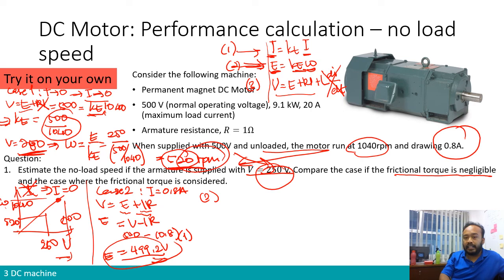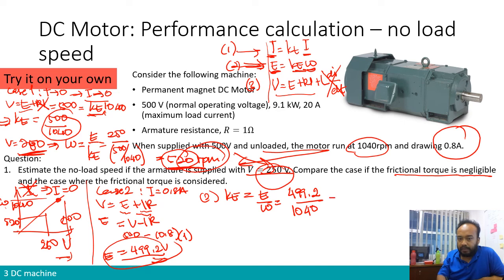So we know that E equals KE multiplied by omega. Therefore, the new KE is the real KE considering the frictional torque. The new KE is E divided by omega. So now our E is 499.2 divided by omega, which is 1040 RPM. Therefore, the new KE is equal to, let me see the answer that I've calculated.